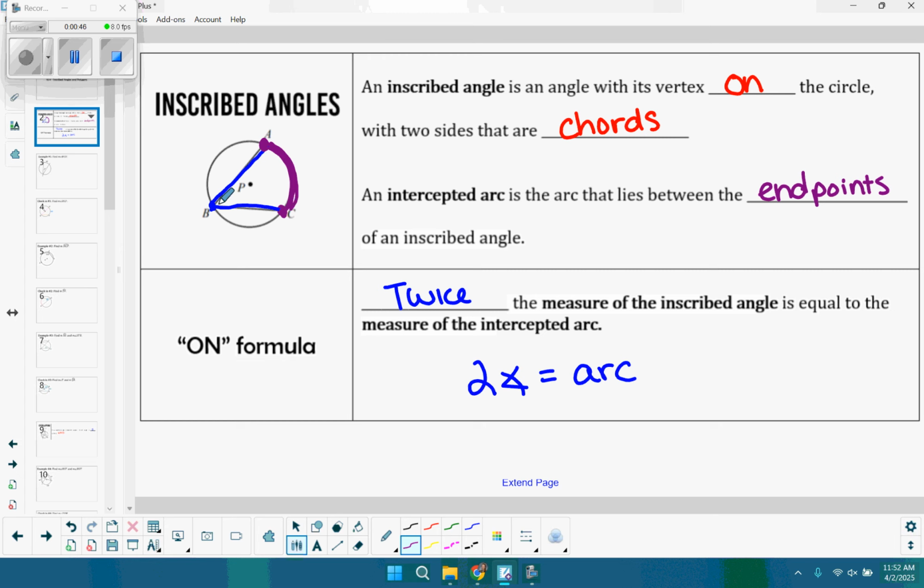So whenever we have an angle whose vertex is on the circle, we're going to use an on formula. It's twice the measure of the inscribed angle is equal to the measure of the intercepted arc. So 2 times the angle equals the arc. And this is the formula that we use anytime we have an angle on the circle.